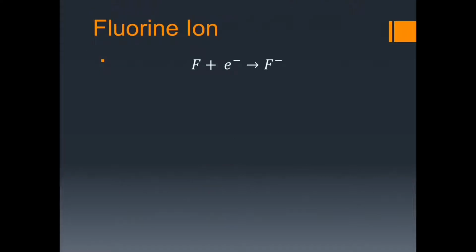So let's try a fluorine ion. So fluorine is gaining 1 electron to become its fluorine ion. And we know that's going to be fluoride, because for an anion, you name the ion, adding -ide to the end.